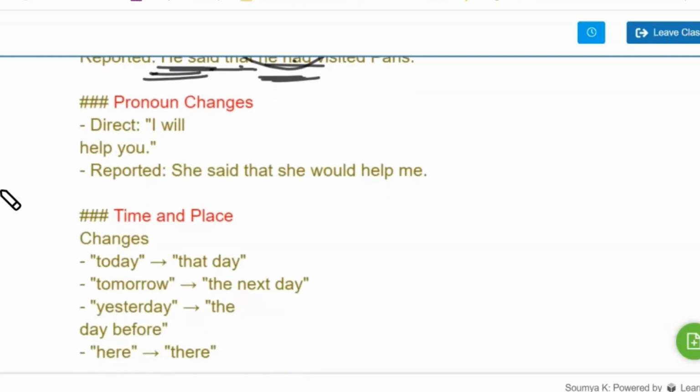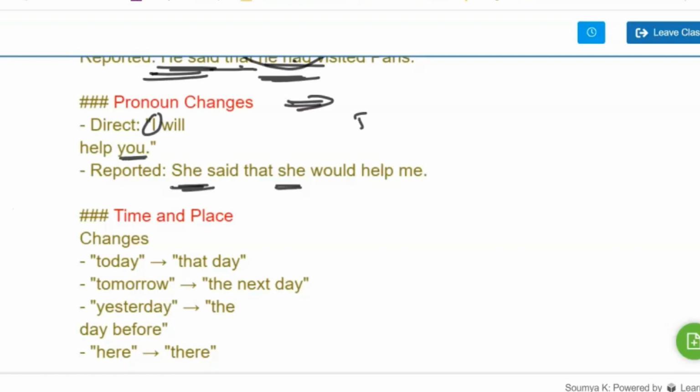Now let's see next one, that is pronoun changes. So next rule is like whatever pronoun you're using gets converted to something else. Okay, I will help you is the direct speech. When it comes to reported speech, I gets converted to she. She said that she would help me. Okay, she said that she would help me.